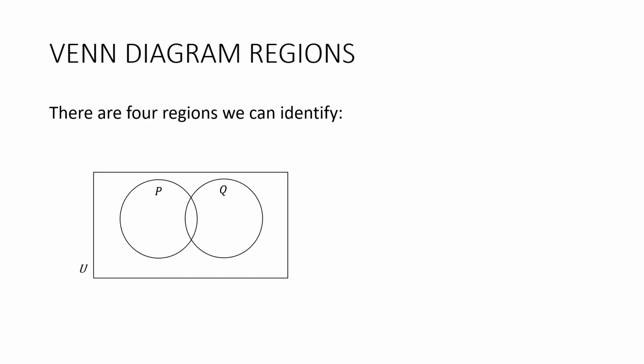Now in a Venn diagram, there are four regions that we can identify. So if these are the sets P and Q, then the overlap is P intersection Q. This side here, the one that looks a little bit like a cookie, is P intersection not Q. Over this side is Q intersection not P. And outside both of the circles is the complement of P union Q.